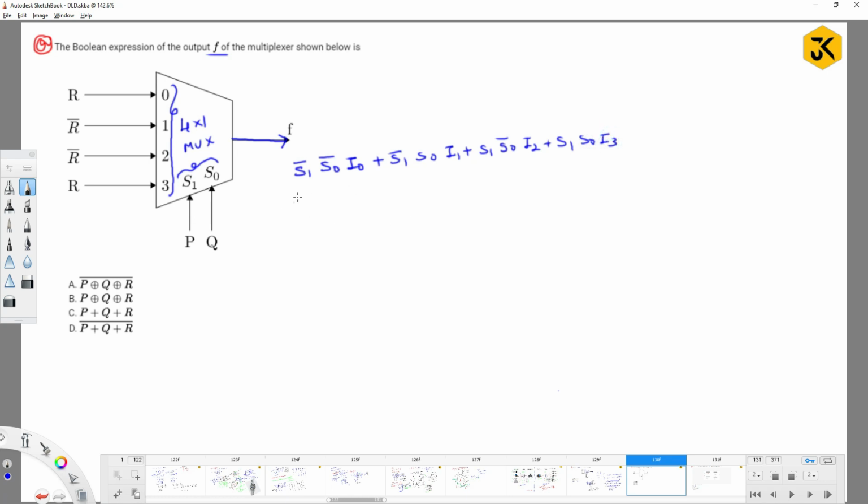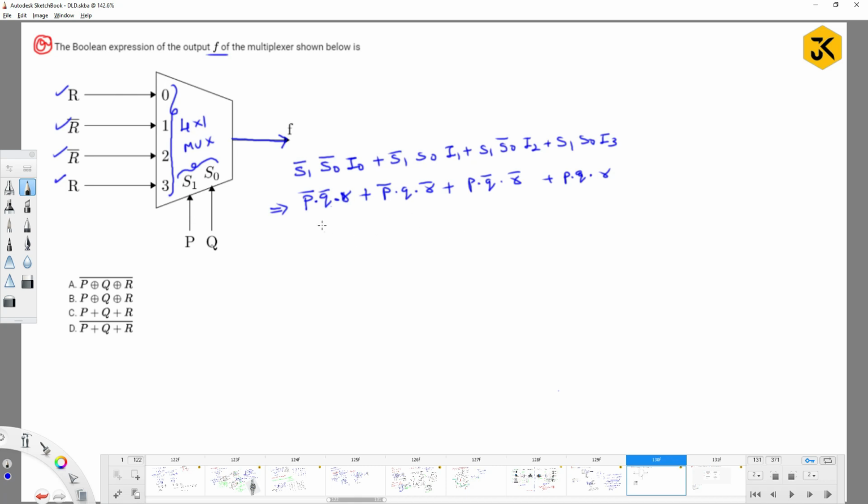Now try to substitute the values. So basically I am trying to write in small letters: P bar Q bar into input 0, I0 is R, plus P bar into Q into I1, which is R bar, plus P into Q bar into I2, which is again R bar, plus P into Q into I3, which is R. Substitute this one, and we can get some expression here.